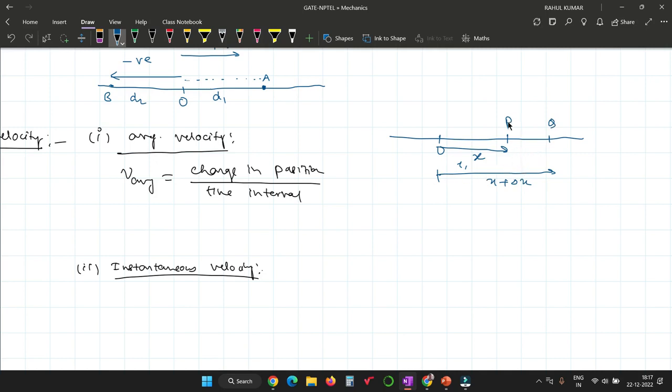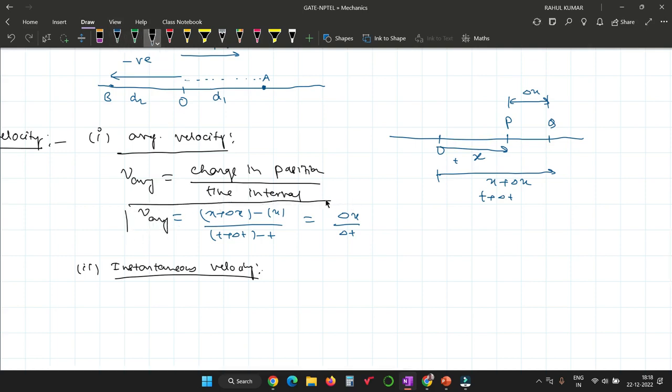So what is the change in position? Change in position is delta x. And the time interval, the gap, is delta t. So the change in position over the time interval will be x plus delta x minus x, divided by t plus delta t minus t. So t plus delta t minus t is delta t, giving delta x divided by delta t. This is called average velocity.